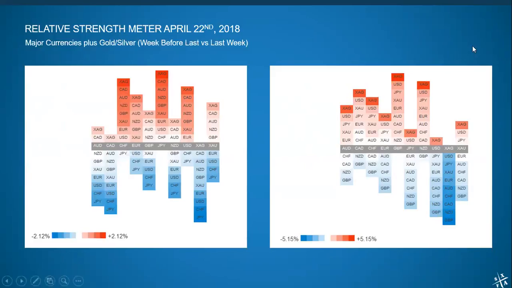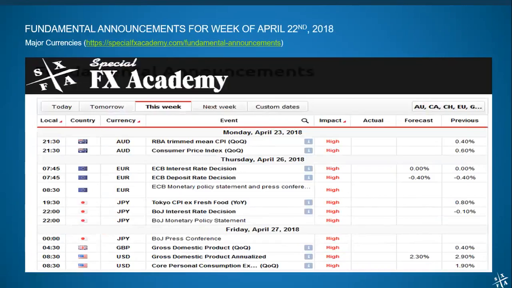Okay, moving on. We'll take a look at the fundamental announcements, the calendar for the week. It is a very light week as these go. It'll fit inside one screen. So you're seeing every single fundamental announcement with a high impact that is scheduled.